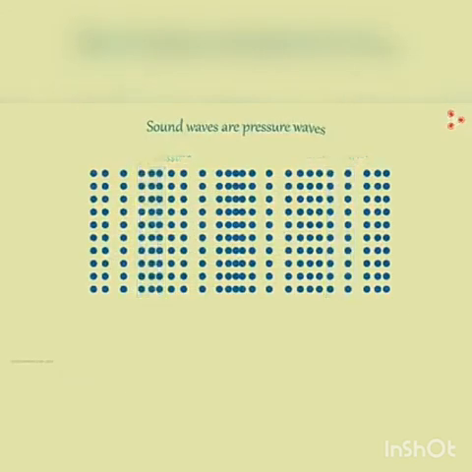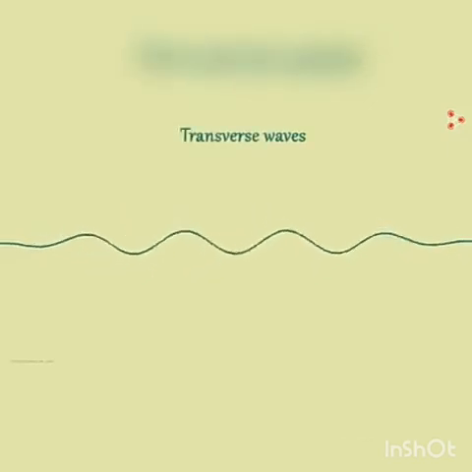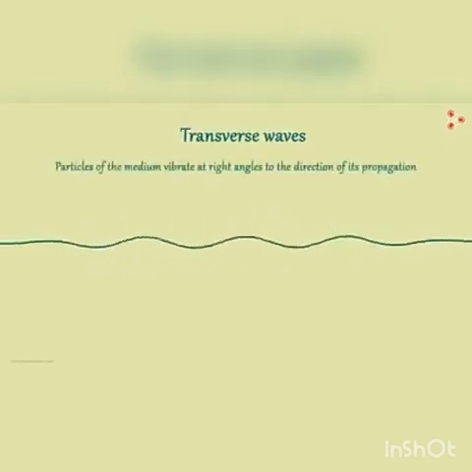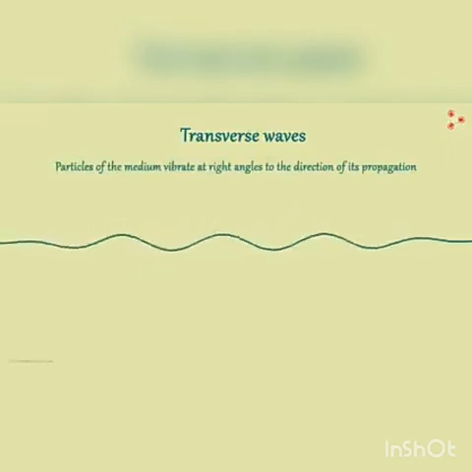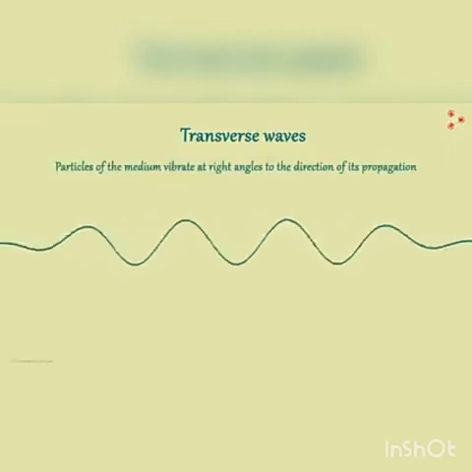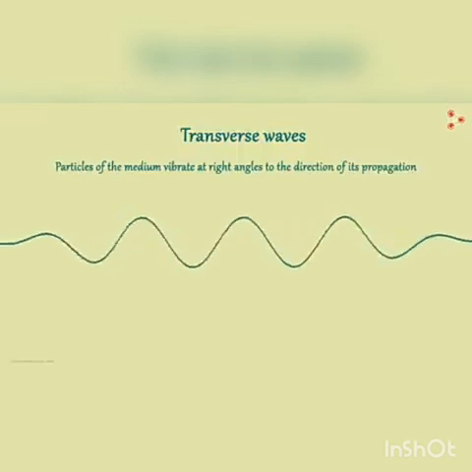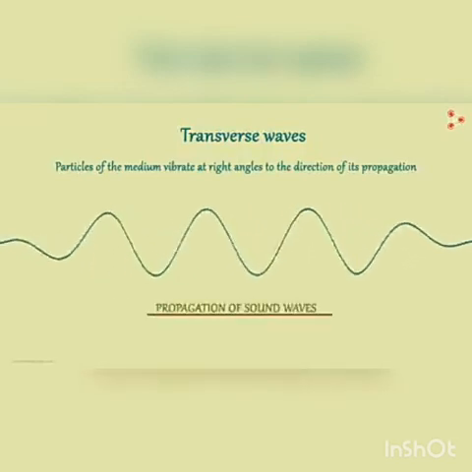And at the end, we saw what transverse waves mean. They are waves in which particles vibrate at right angles to the direction of its propagation. In the next video, we will understand more about the propagation of sound waves.